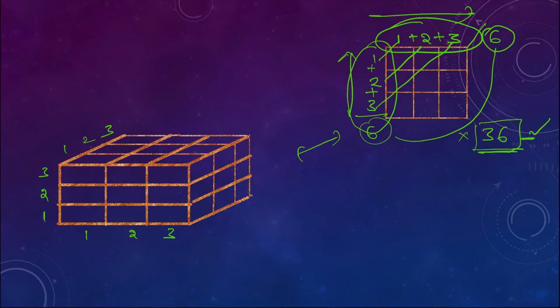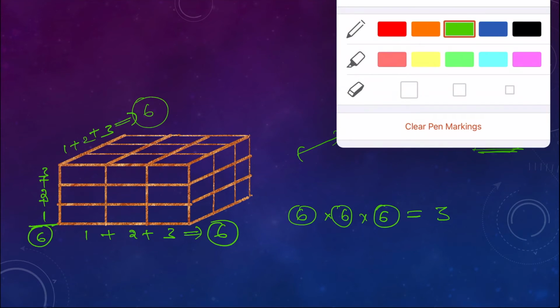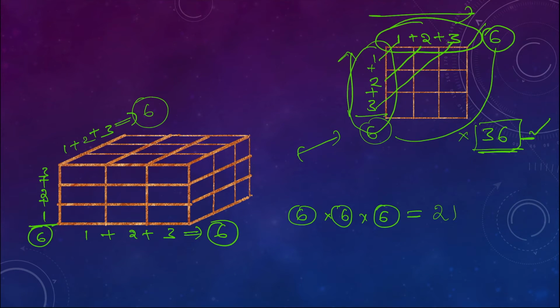Now what do you have to do? We have to take the sum of all the numbers along the x-axis, along the y-axis, along the z-axis. We need to multiply them to get the answer. So 6 into 6 into 6 is equal to 216 cuboids. I am not counting the smaller cuboids only. I am counting each and every smaller cube, each and every cuboid formation.